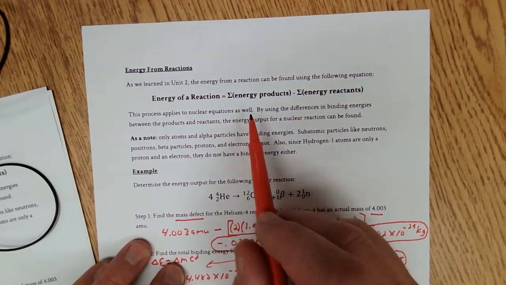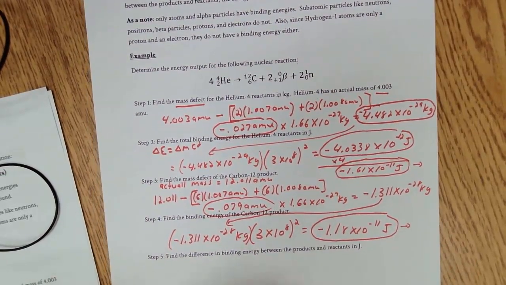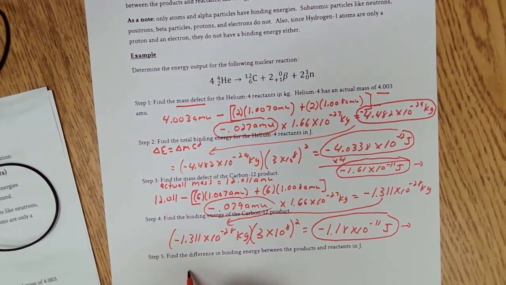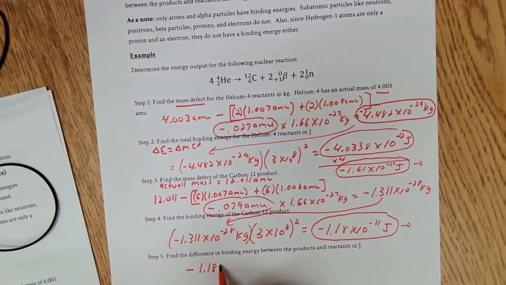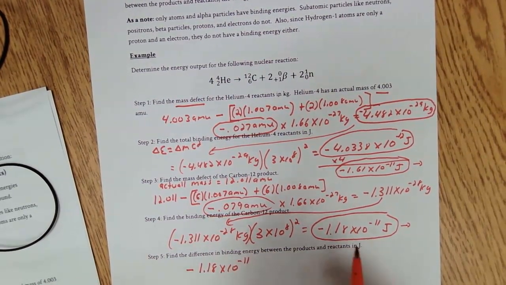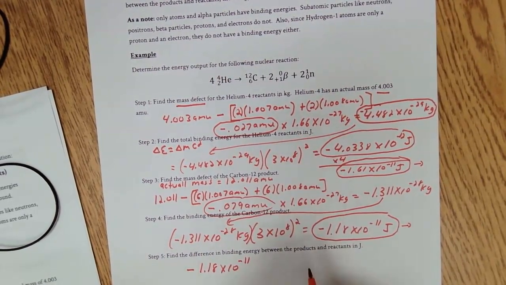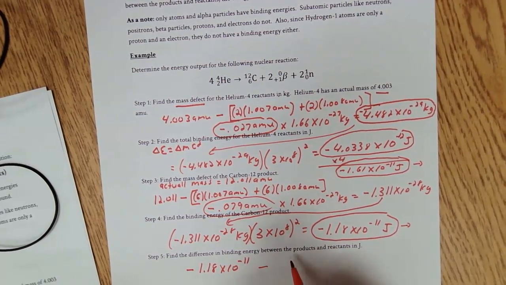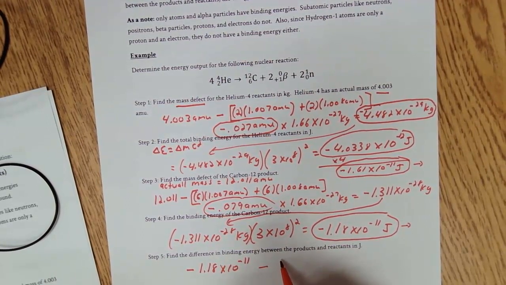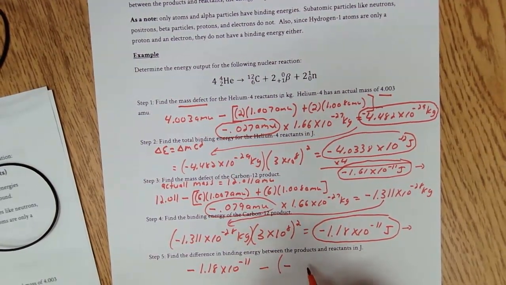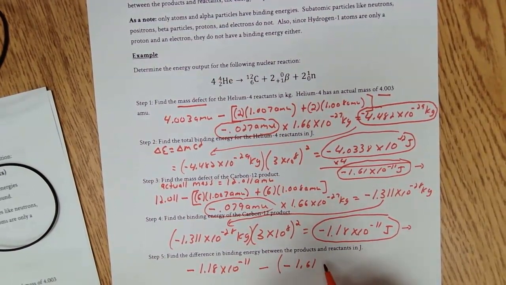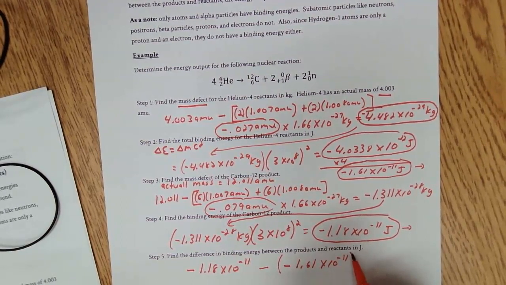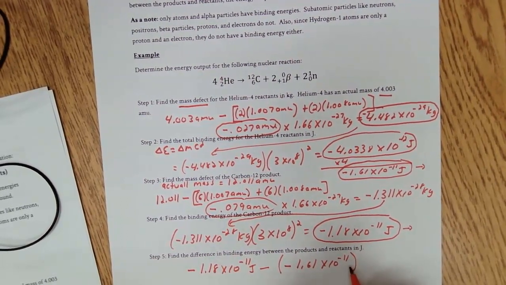two. Okay. So energy of the products. So the products are on this side. We got negative 1.18 times 10 to the negative 11th, right, because carbon's on the product side. Okay, and we're going to subtract that from, I'm going to do a little parentheses here, negative 1.61 times 10 to the negative 11th. This is joules, and this is joules.